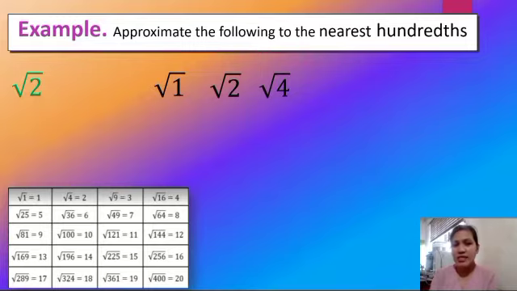This means that the square root of 1 is equal to 1, and 1 is less than the square root of 2, and the square root of 2 is less than 2, because the square root of 4 is 2. That is how you analyze. Again, the square root of 2 ay mas mataas kaysa sa 1, pero hindi siya tataas sa 2. Nasa gitna lang siya ng 1 at 2.